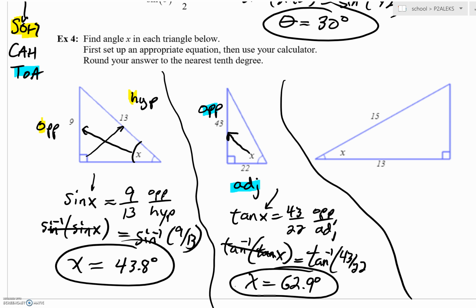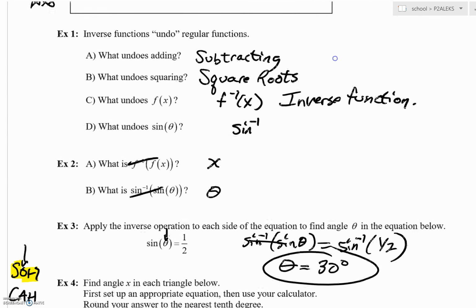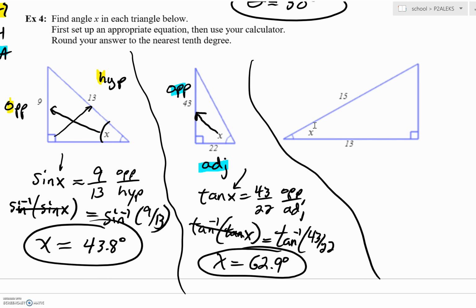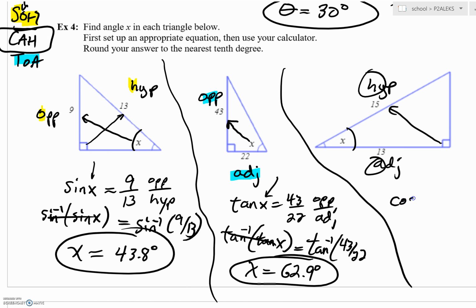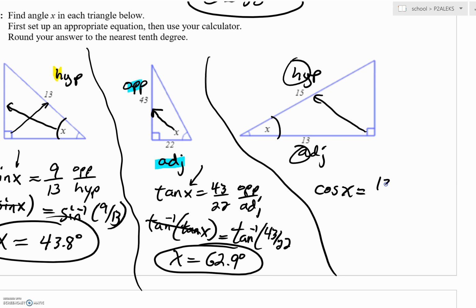Last one. Here we go. Here's your x. Pardon me, this got jumbled up a little bit. What do we call this 13 down here? That's your adjacent side. What do we call the 15? Hypotenuse. So I've got A and I've got H. With A and H, which trig function are we looking at? Cosine. So we've got the cosine of x. That's equal to 13 over 15. That's your adjacent over your hypotenuse.